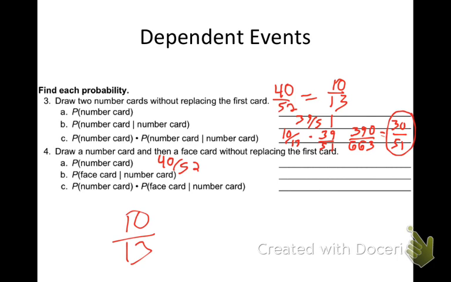Nice job. What's the probability of now drawing a face card given the number card is out of the deck? 12 out of 51. There's 12 face cards left. I have 51 in the deck now. And now what do I need to do with my probabilities? I need to multiply. So when I multiply them, I get what then, Mr. Melody?